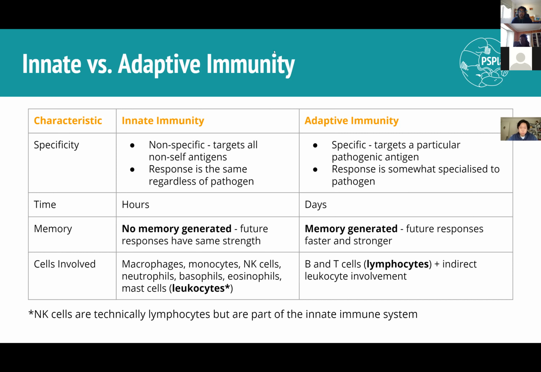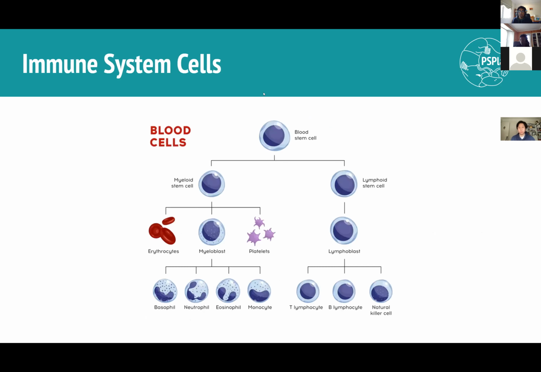The exception there is that natural killer cells are technically lymphocytes, which is the category that we mostly associate with adaptive immunity, but they're still included in innate immunity. So in general, innate immunity involves leukocytes and adaptive immunity involves lymphocytes. And adaptive immunity, as we're going to get into when we talk about how it actually works, also involves leukocytes, but more indirectly. They're not a core part.